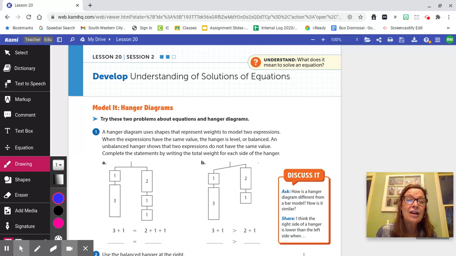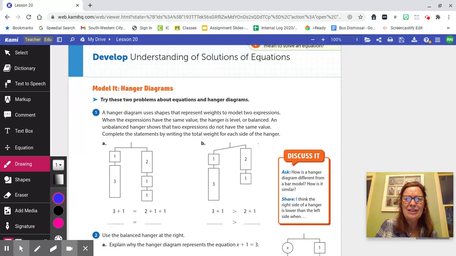A hanger diagram uses shapes that represent weights to model two expressions. When the expressions have the same value, the hanger is level or balanced. An unbalanced hanger shows that the two expressions do not have the same value. Complete the statements by writing the total weight for each side of the hanger.